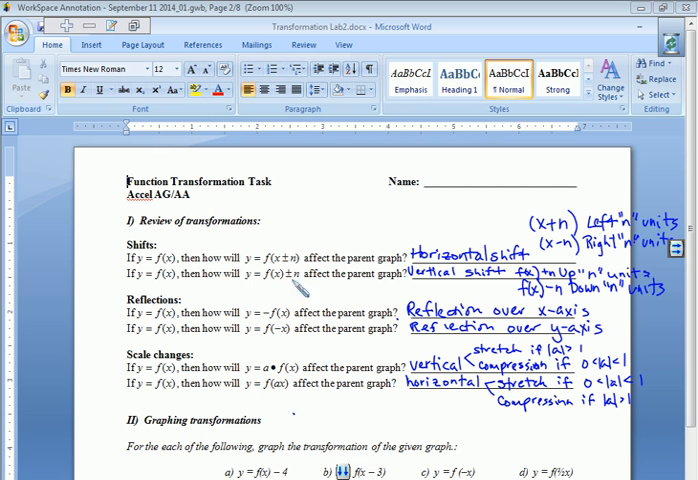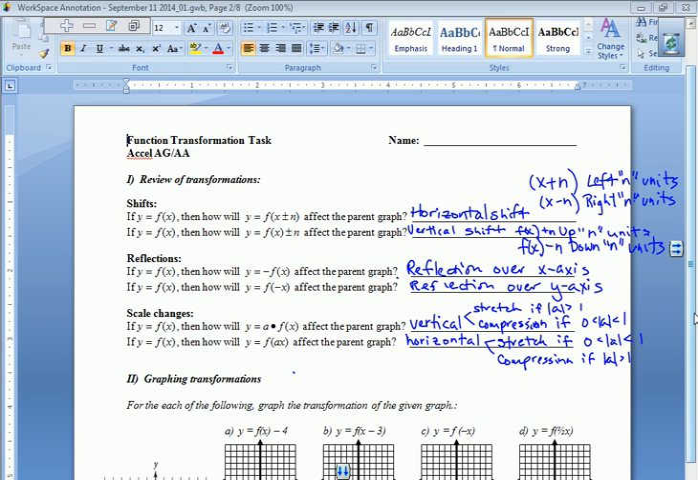Now, if we just add or subtract something to the end of the function, that's going to shift vertically. So if we add it, it shifts it up in units, and if we subtract, it shifts it down in units. So when it's not affecting the x, we do exactly what it looks like. When it affects the x, we pretty much do the opposite. And we'll prove when we get to the back of this page that this is true.